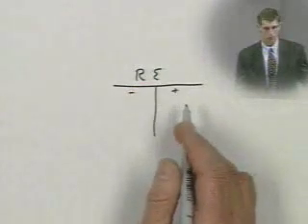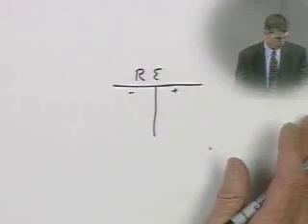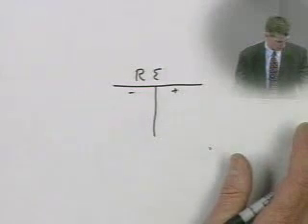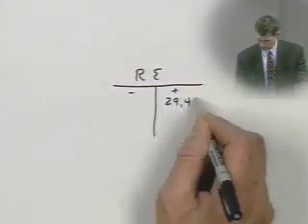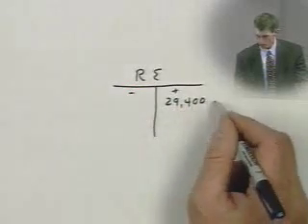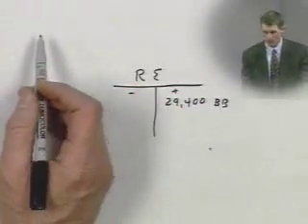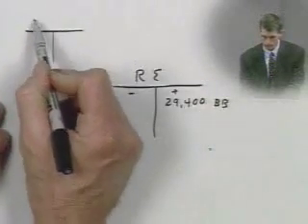What was the beginning balance in retained earnings again? We go to the trial balance, or the adjusted trial balance. We look for retained earnings as of January 1st, $29,400. And that was our beginning balance. Right? Everyone with me? Now, the next thing we do is we close out our dividends declared.